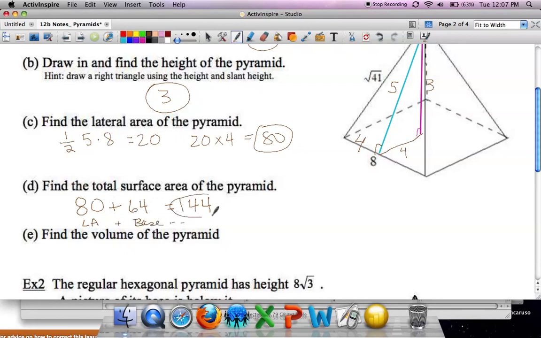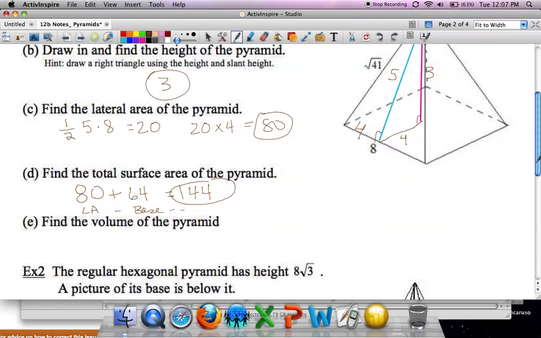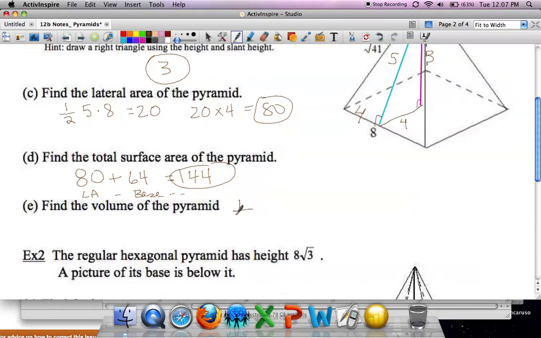Okay? 144. The volume we have on the page before is 1/3 the area of the base times the height. So the area of the base of a square base is 64. The height of the pyramid we found is 3. So the answer is 64, because the 3's cancel here.